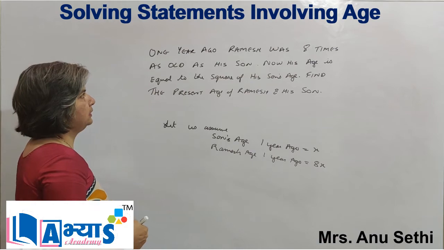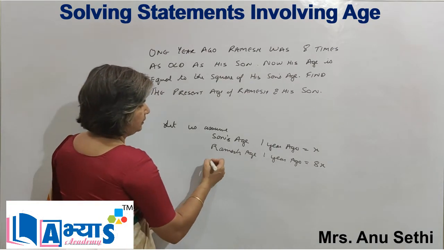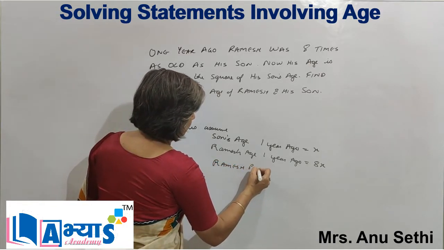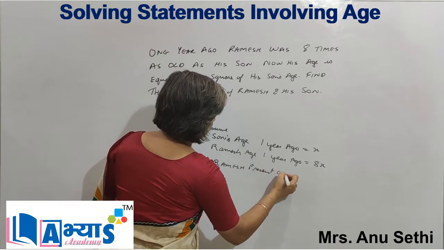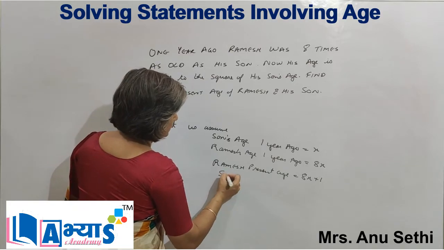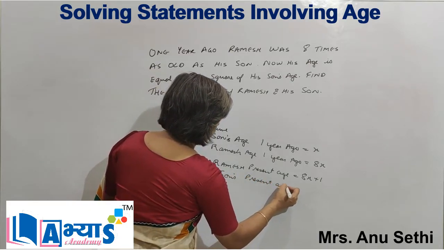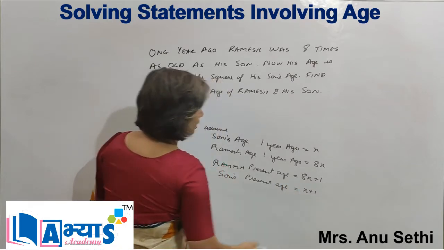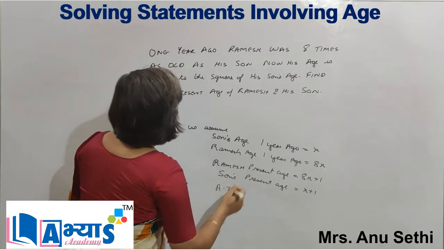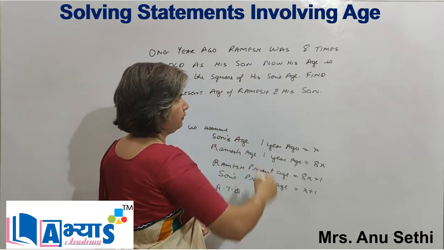Now his age is equal to the square of his son's age. Then Ramesh's present age is equal to 8x plus 1. Son's present age is equal to x plus 1. Now the relation is: as old as now, his age is equal to the square of his son's age.